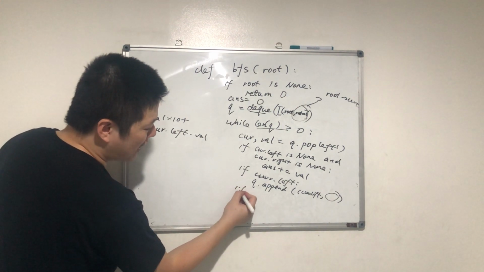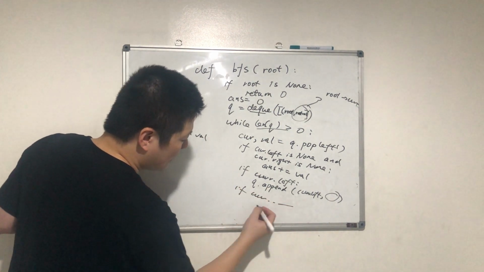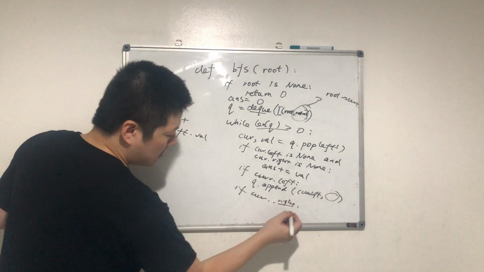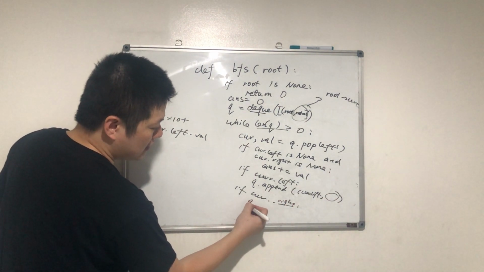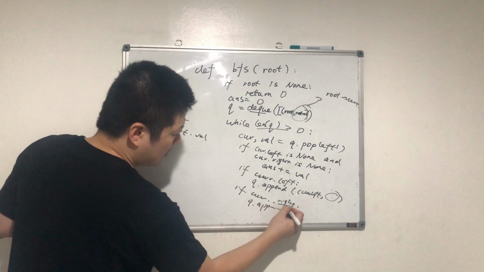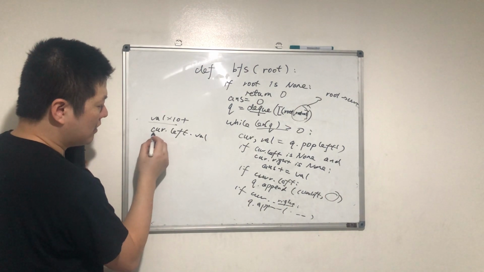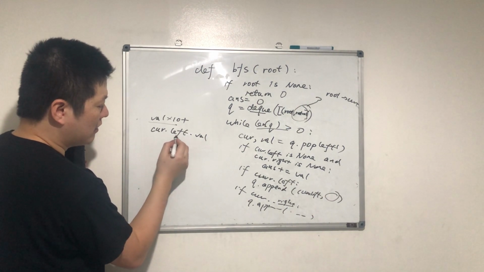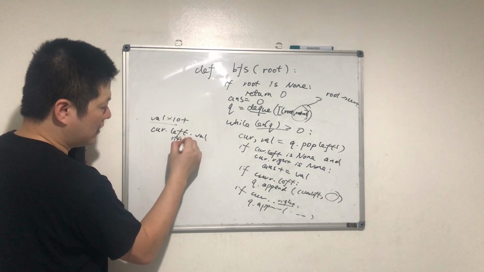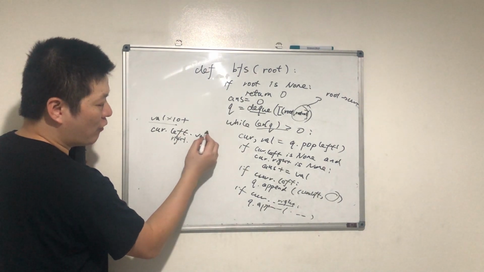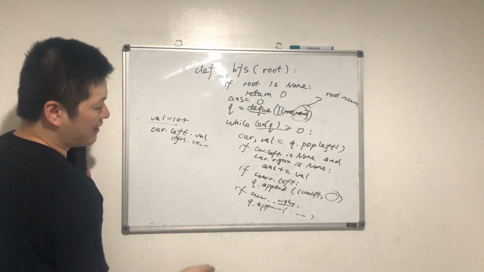Okay. And if current dot right, what should we do? Q dot append the current dot right. Value times 10 add current dot right dot value. And what's missing here?